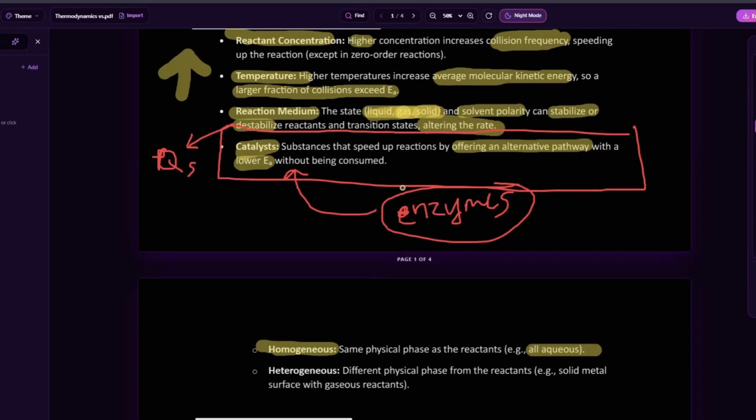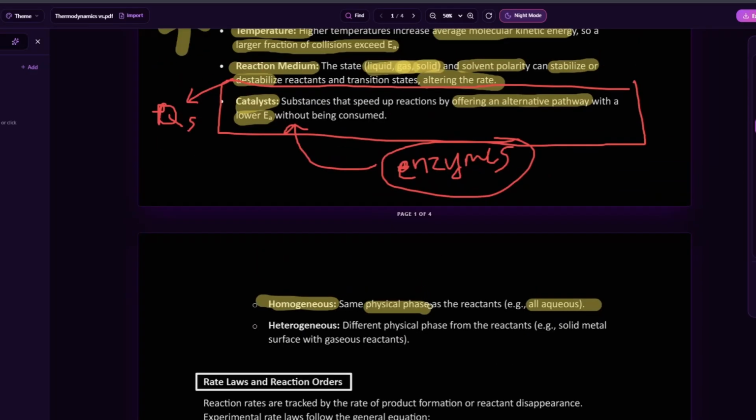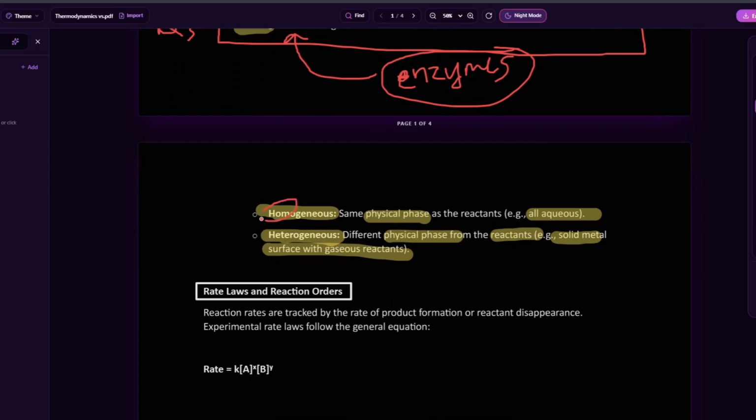So what does that mean? If you have homogeneous catalysts, then it's the same physical phase: gas and gas, liquid and liquid, solid and solid. Heterogeneous is a different physical phase from the reactant, like a solid metal surface with a gaseous reaction. So think of homo as same, and hetero as different.